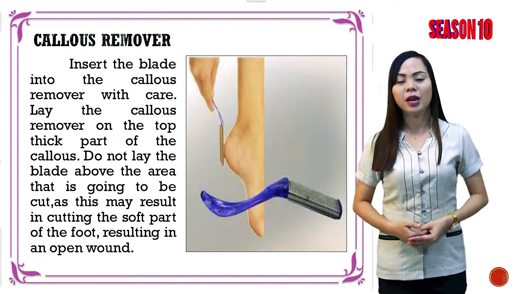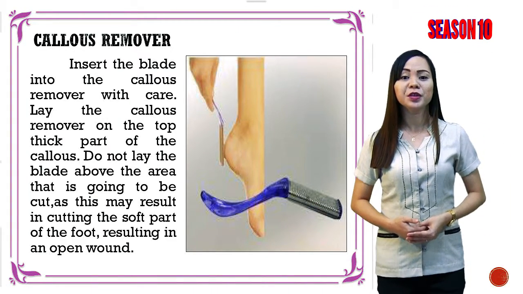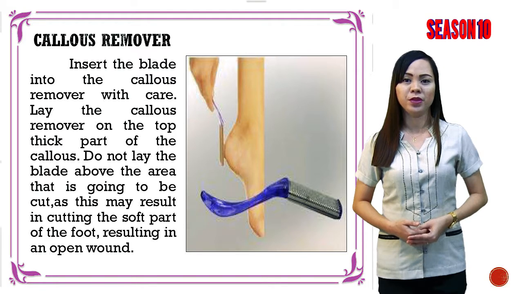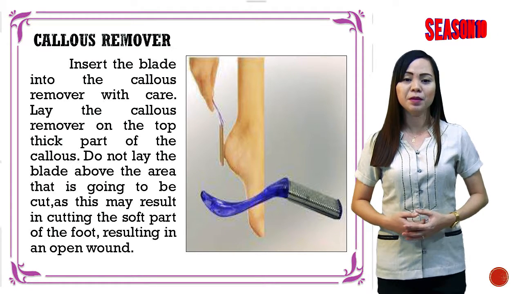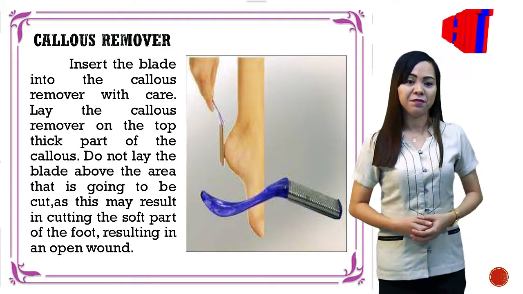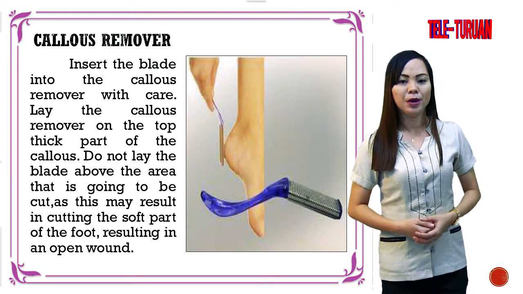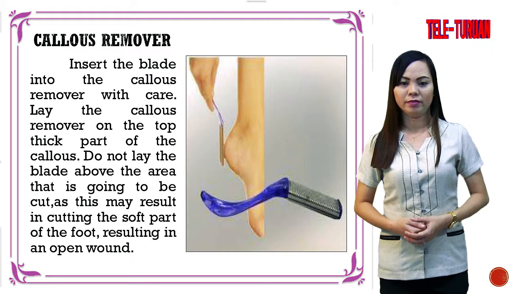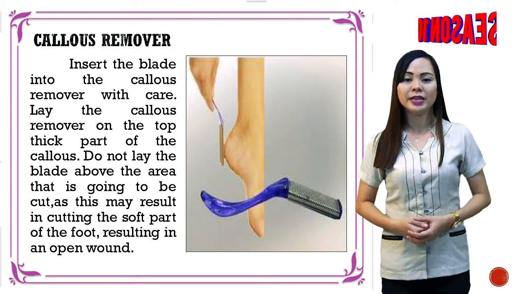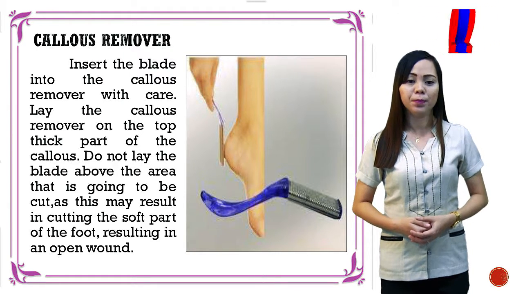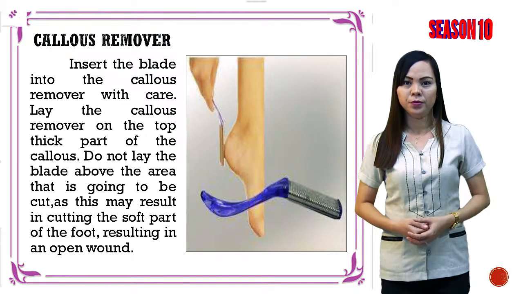Next, we have callus remover. Insert the blade in the callus remover with care. Lay the callus remover on the top, thick part of the callus. Do not lay the blade above the area that is going to be cut, as this may result in cutting the soft part of the foot, resulting in an open wound.